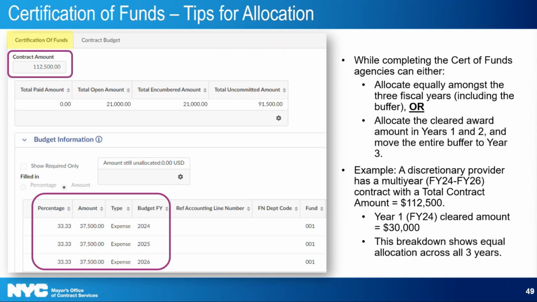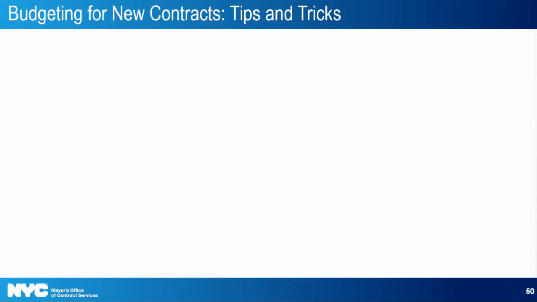We can see that the agency has decided to go with choice 1 and allocate the buffer equally amongst the 3 fiscal years. As a result, the combined total of the cleared amount and buffer for each fiscal year comes out to $37,500. After completing the certification of funds, agencies will need to launch the current year purchase order.